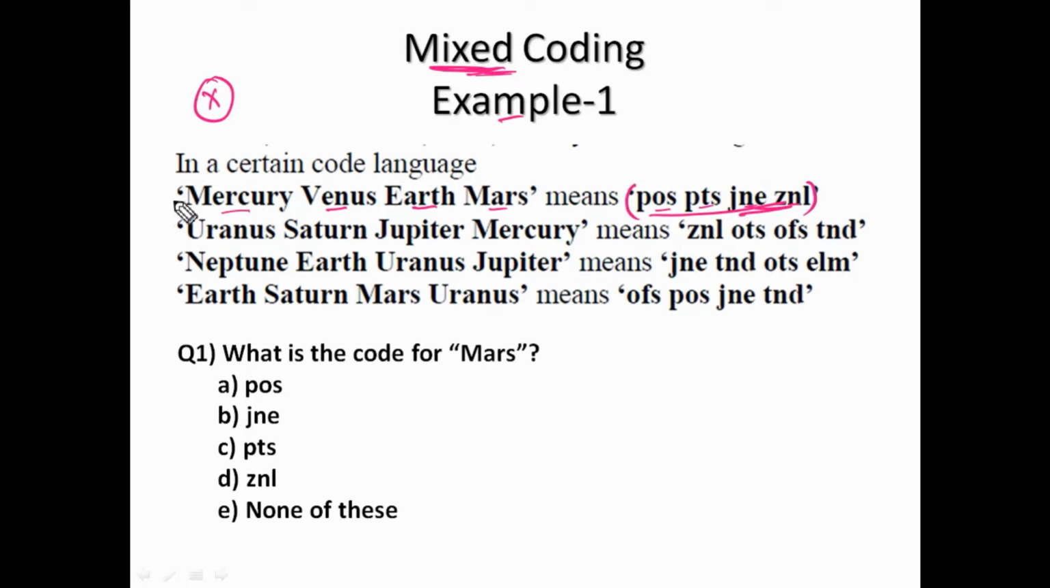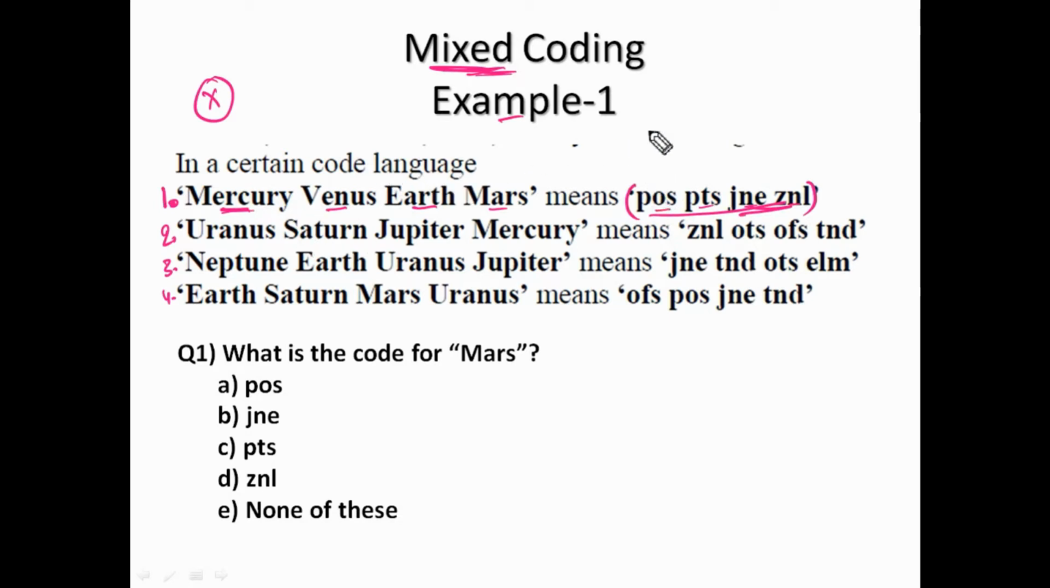So tell me, by taking only first statement, can you find the code for Mercury? Don't think about second, third, fourth statements. So by taking only first statement, can you find the code for Mercury? No sir, we cannot find the code for Mercury. If I force you to give the answer compulsory, you can give the answer like this.